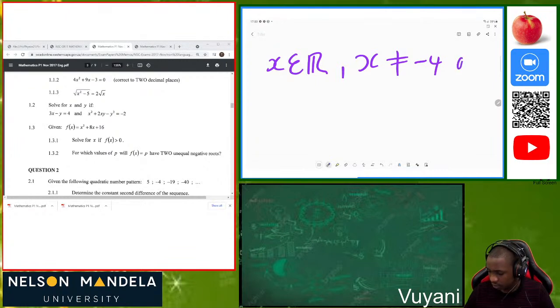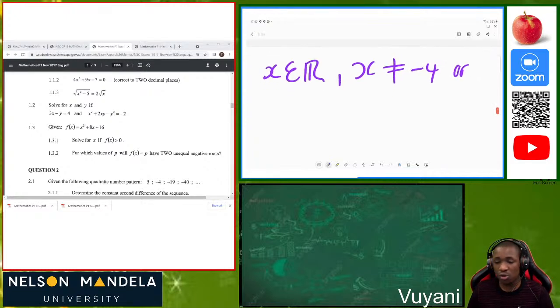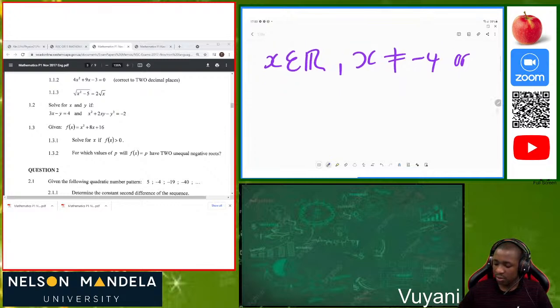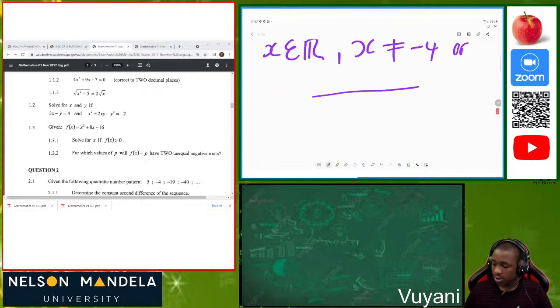Or it's always the case that x is an element of real numbers where x is not going to be equal to negative 4. You can do your number line as well so that you can prove it to yourself again. Let's just do it right now. Say we have negative 4 here. Then this is the positive side. You'll be able to see.